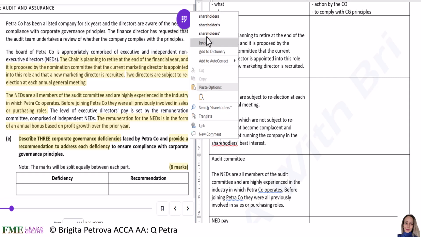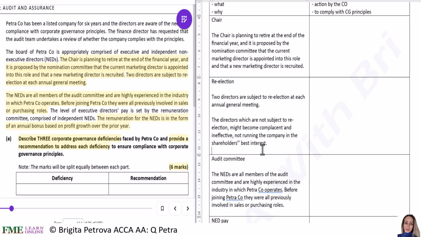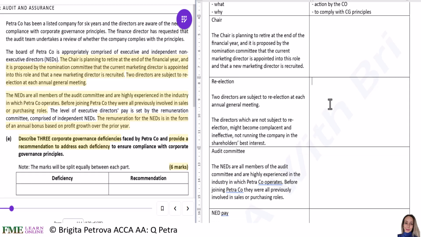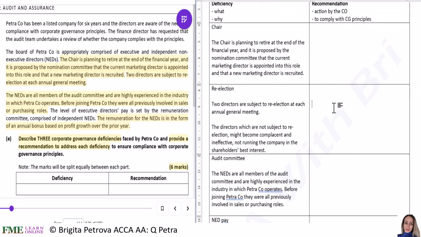So I've just explained why this could be a bad thing, and now I've managed to top up my half mark into a full mark. So what shall we say as a recommendation? What action? Remember, the recommendation is simply an action that the company should take to make sure they are compliant. So all members of the board should be subject to annual performance review and re-election by the shareholders.